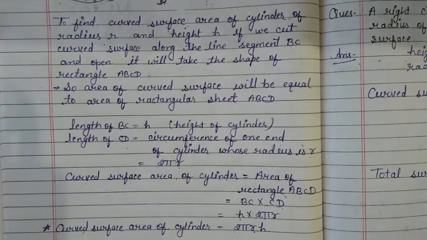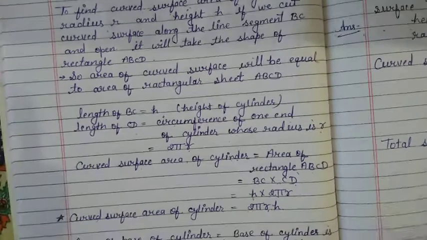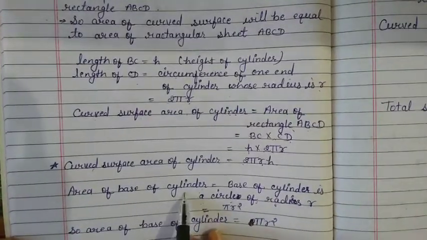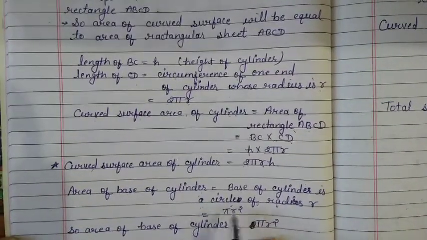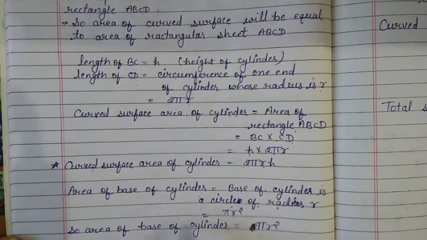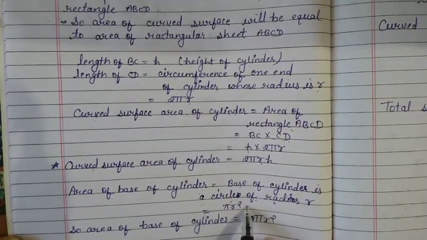Okay students, now we will find the area of the base of the cylinder. We know that the base of a cylinder is a circle whose radius is r. So to find the area of the base, we will find the area of a circle. What is the area of a circle? That equals pi r square. So the area of the base of the cylinder equals pi r square.